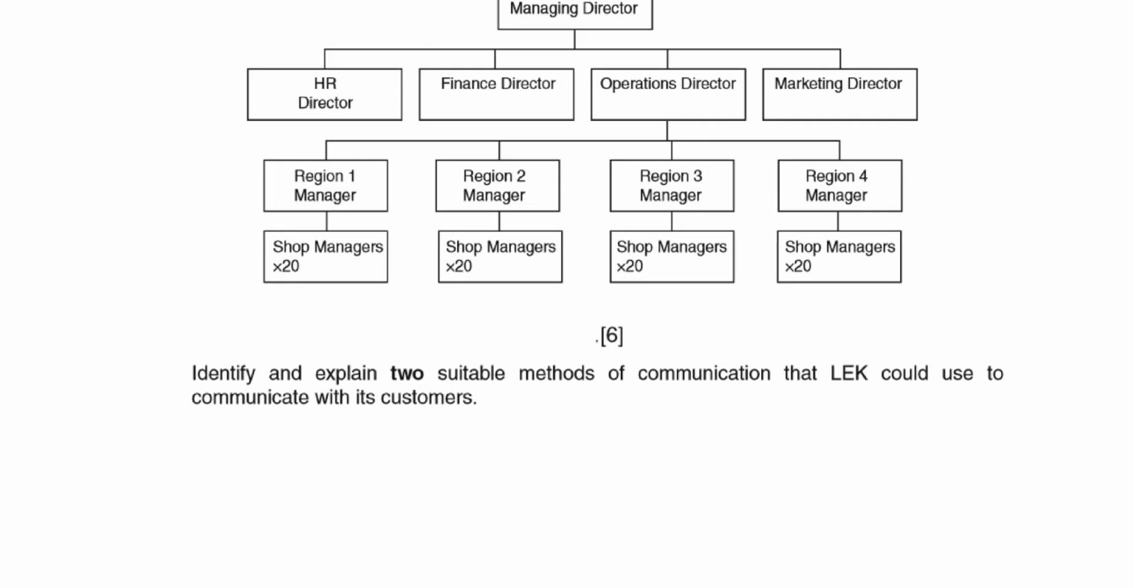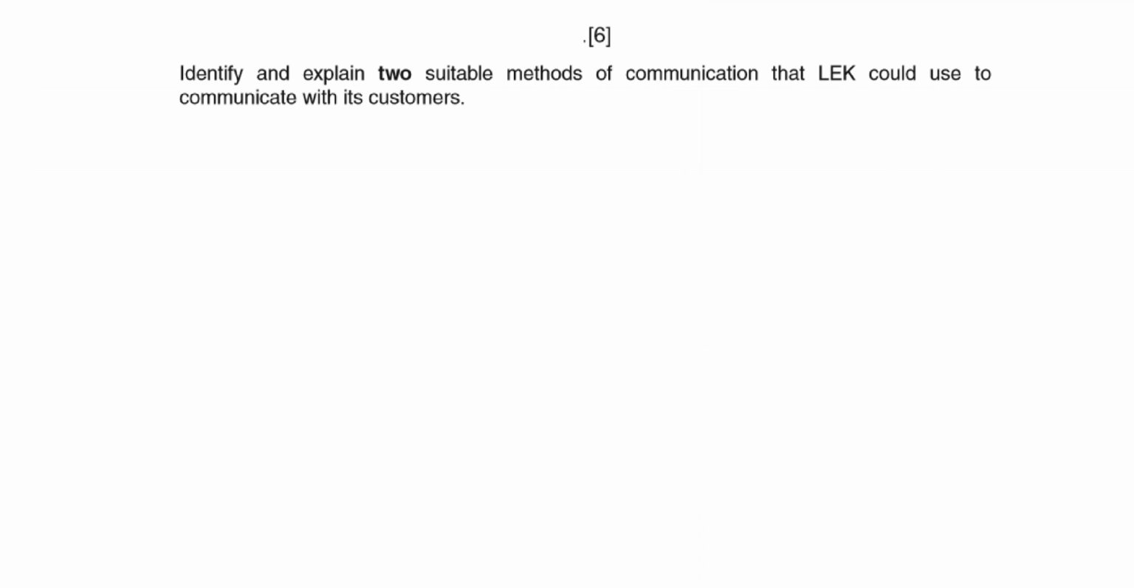This question is based on identifying and explaining 2 suitable methods of communication that LEK could use to communicate with its customers. And it's a 6-marker. Now, there's lots of different methods of communication that businesses can carry out. But I suppose you need to consider a few pointers, a few things that you should really take into consideration when deciding the method of communication.